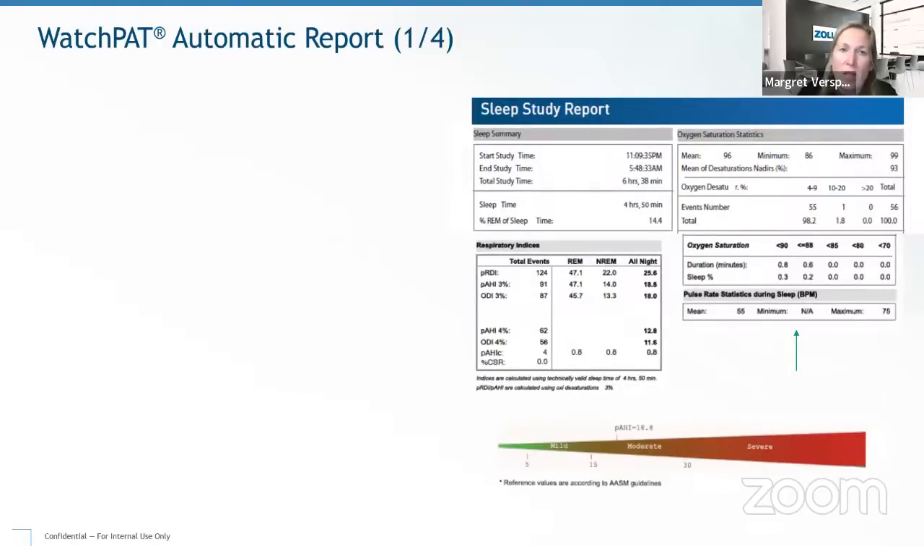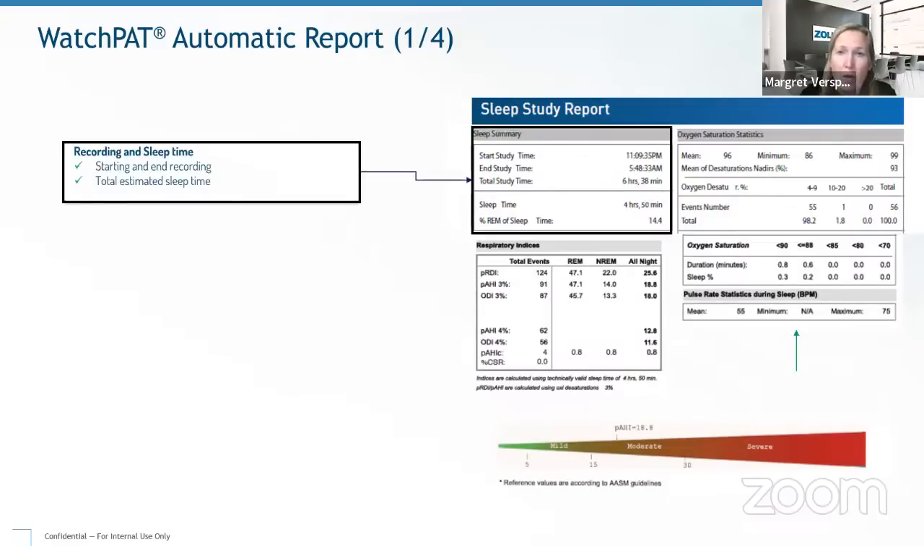So what does the automatically generated report in the WatchPAT look like? First of all, we have the sleep summary, which shows what time the patient started the study. It seems simple, but it's important information, because when they start the study at 4 a.m., you can question whether this is normal for this patient. Maybe he had already 2 sleep cycles on the couch, or he forgot to start the recording, or he had a party and drank a lot of alcohol before the sleep test, for example. So it gives a lot of information.